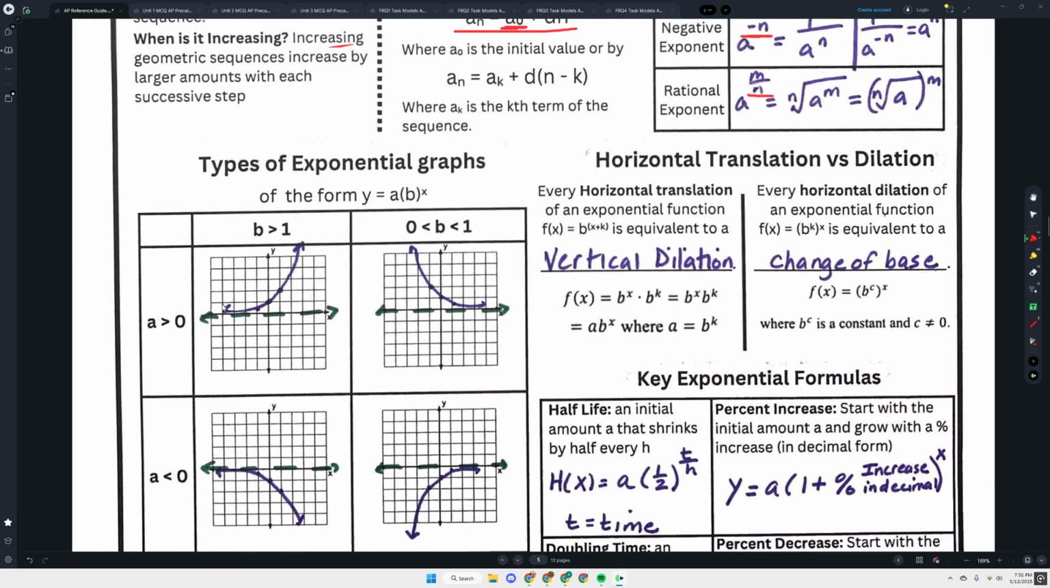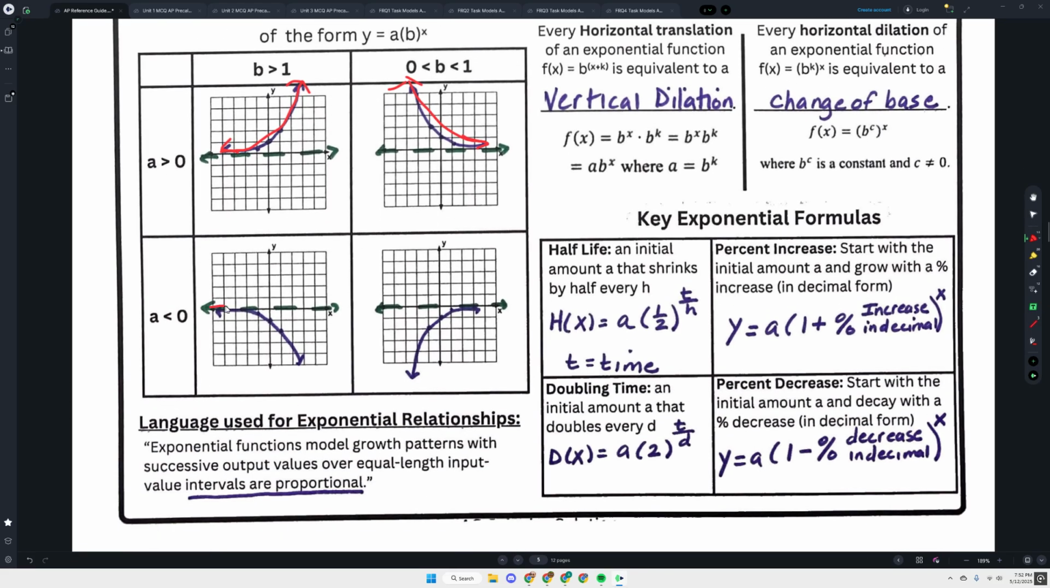So if you have an exponential function, it grows if b is greater than 1. If b is between 0 and 1, it decays. It can never be less than 0. If a is negative, you flip it, and same thing on the other side.